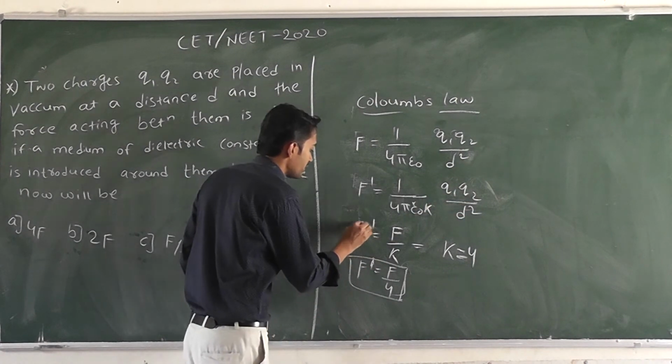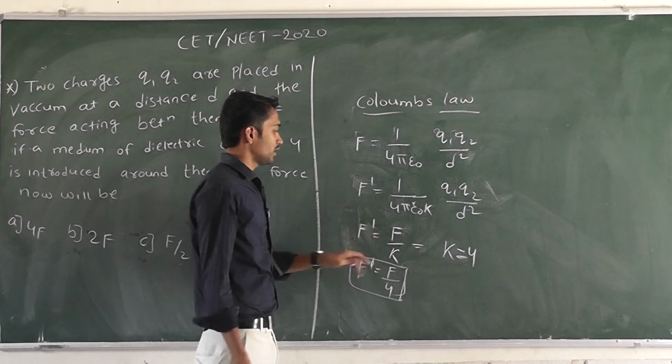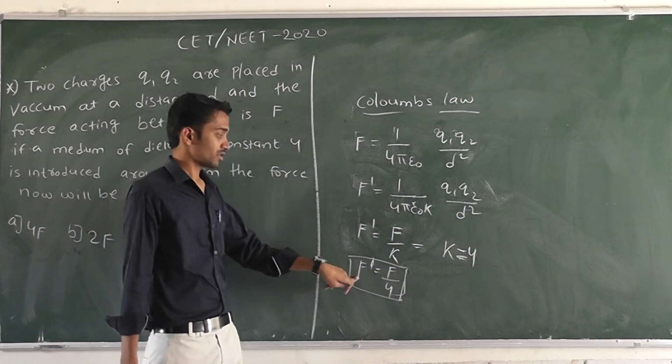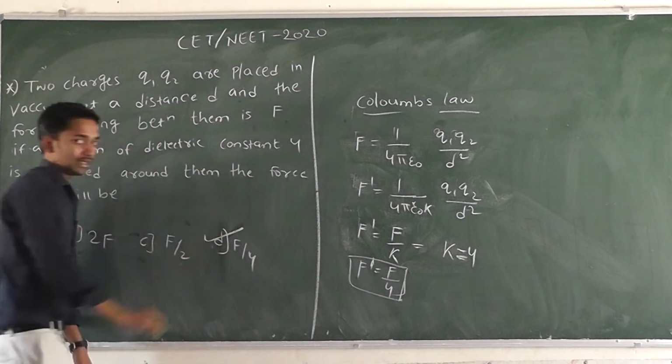So what is the difference between F and F dash? F dash is equal to F by K. Here K value is 4. So F dash is equal to F by 4. We will get the answer. So option D is right.